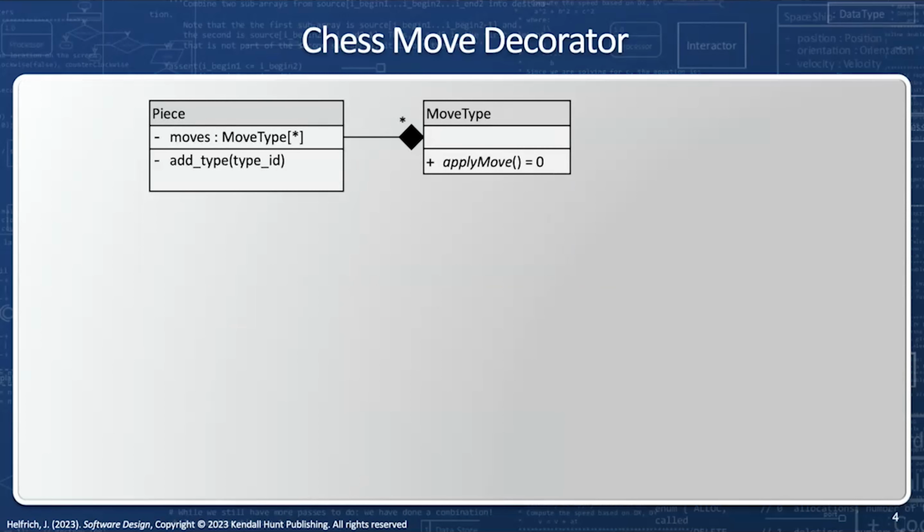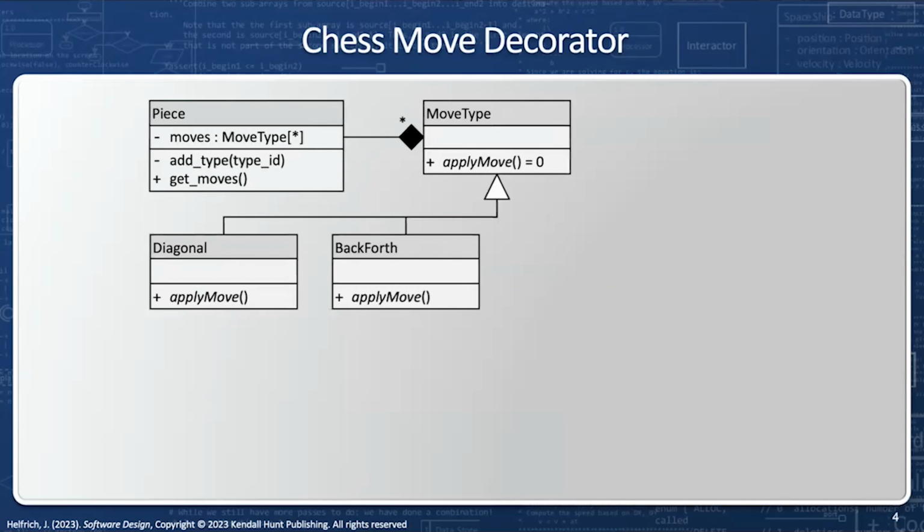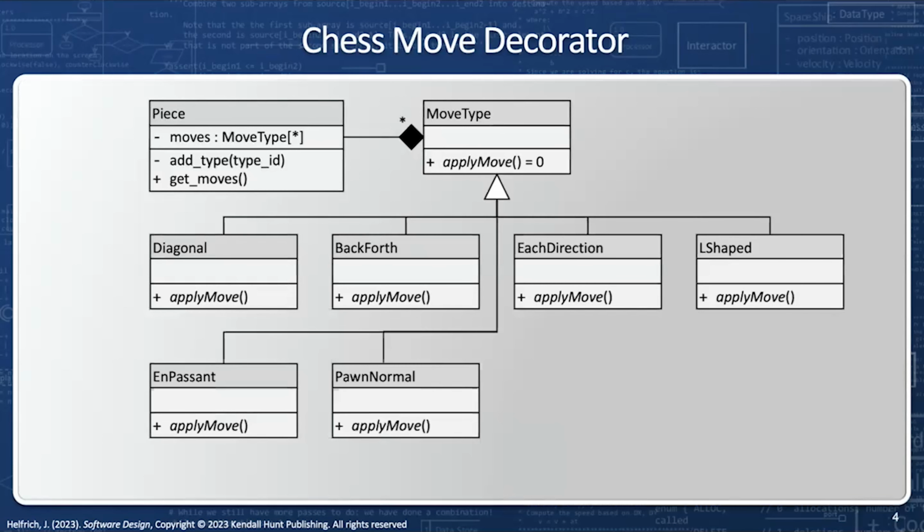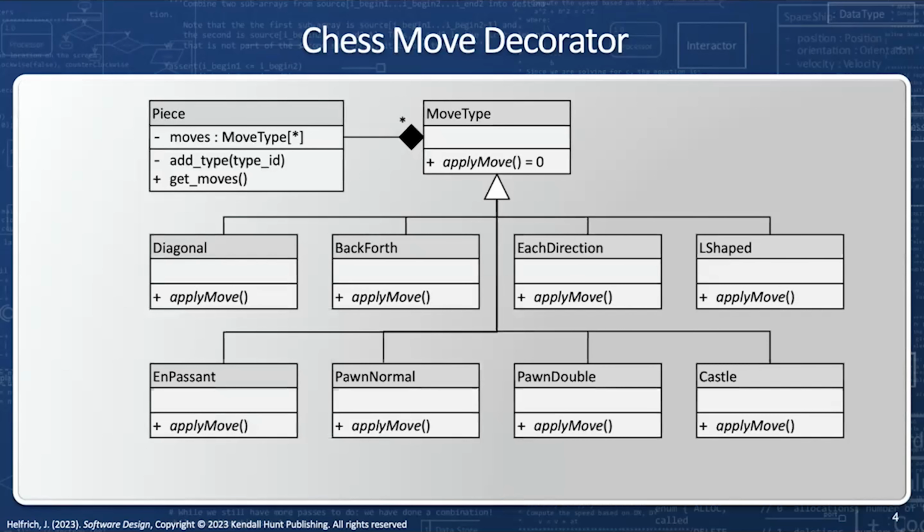And so we're going to add a type like diagonal or up or down, and I'll be able to get moves as well. Now I'm going to have a diagonal, which is one move type, or back and forth, for an example, the rook. I'm going to have an each direction like the king, and I'm going to have an L shape like the knight. I'm going to have an en passant, a normal move, a double move, and then I'm also going to have some castling. So these are the different types of decorators I'm going to use.